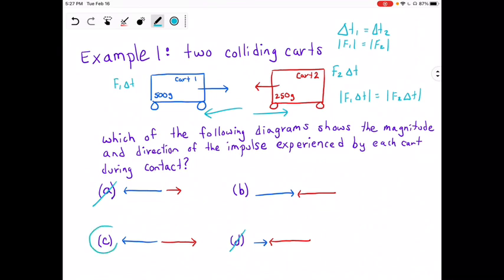So C is the only possible answer because the arrows are the same and it describes the forces that the objects are experiencing. So this question comes up a lot on tests. I think every physics teacher uses this question because it's a great way to test your understanding of impulse, momentum, and Newton's laws.